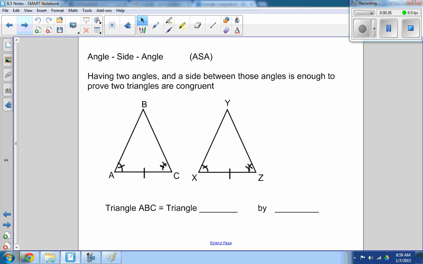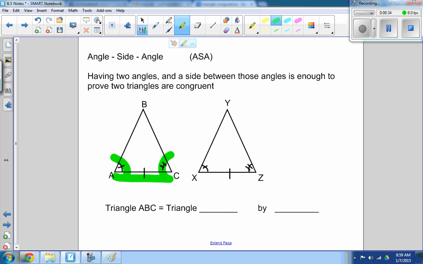And the first one is angle, side, angle. If we have 2 angles, and the side between those 2 angles, that's enough information to prove that these 2 triangles are congruent. So triangle ABC is congruent to triangle XYZ by angle, side, angle.